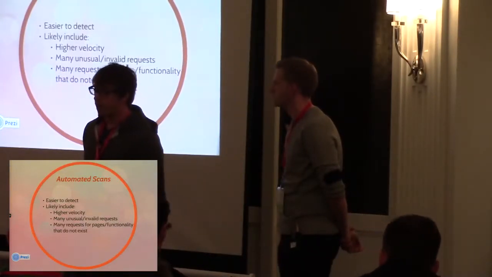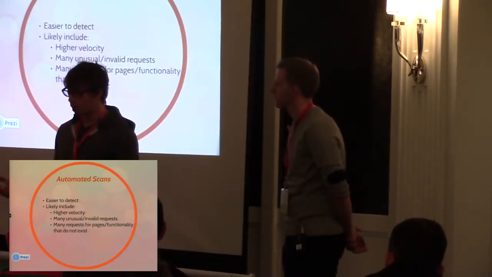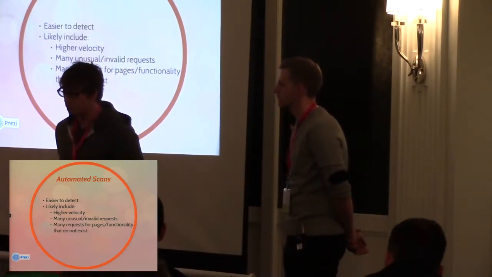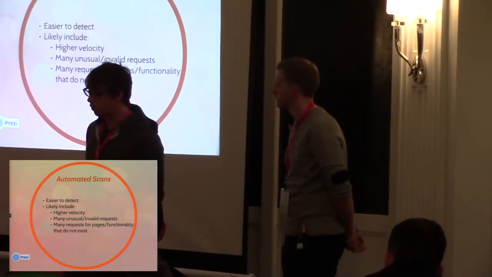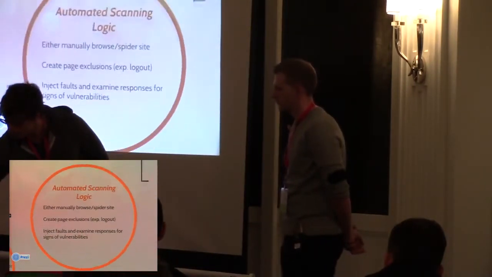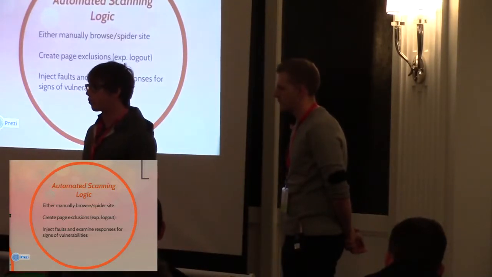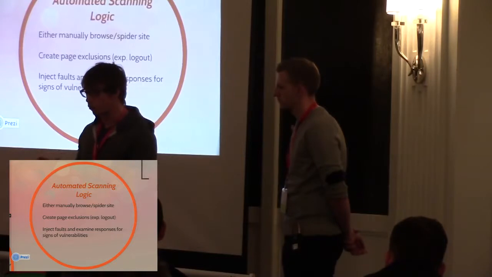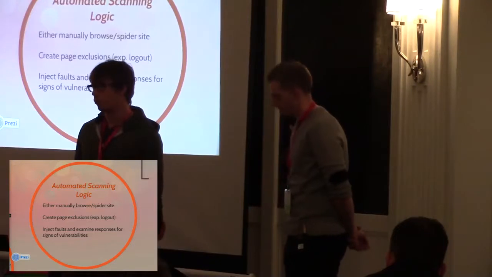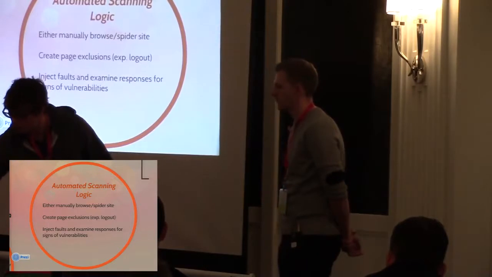So if we take a look at automated scans, these are typically easier to detect, and there's a variety of factors for that. There's a higher velocity of requests hitting the web service, for example. There are going to be many unusual and invalid requests. There should also be many requests for pages and functionality that don't exist. The scanning logic for automated scanning is that you either manually browse or spider the site and define your scope. You create some page exclusions for things you don't want to scan, like logging out, or maybe some read-only area of the site you don't think is going to be interesting. And then you inject faults and examine responses for signs of vulnerabilities.